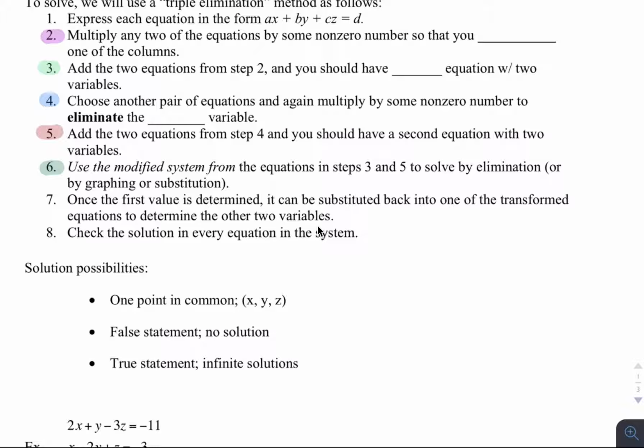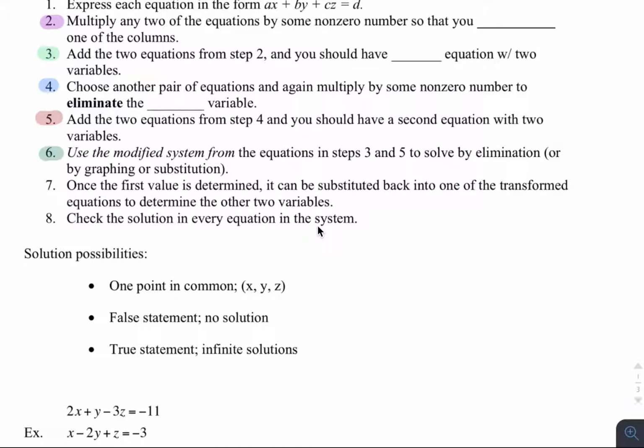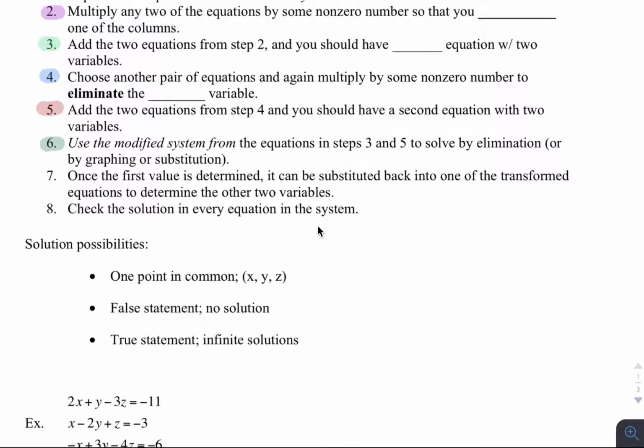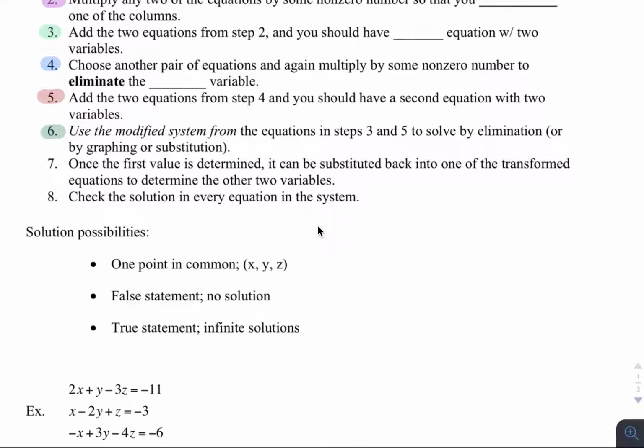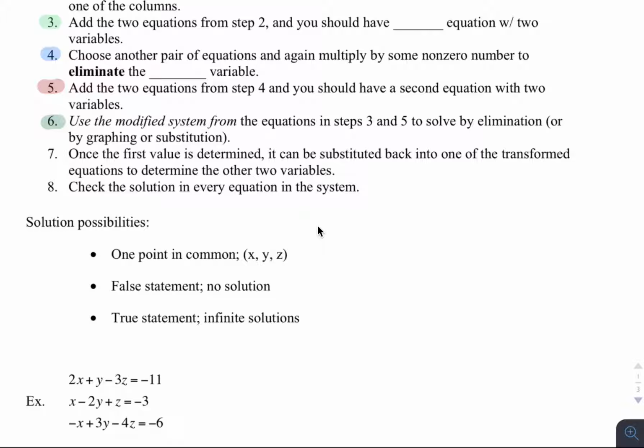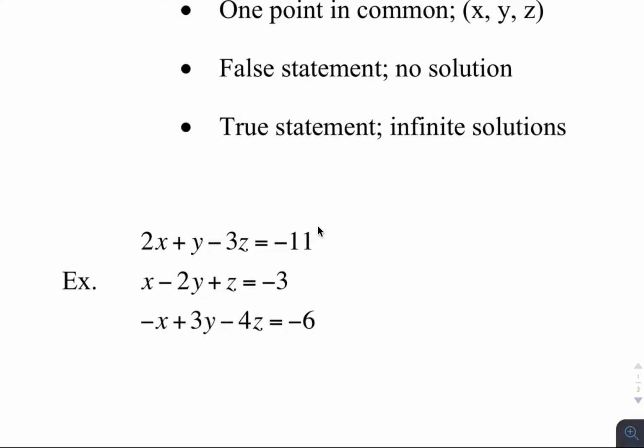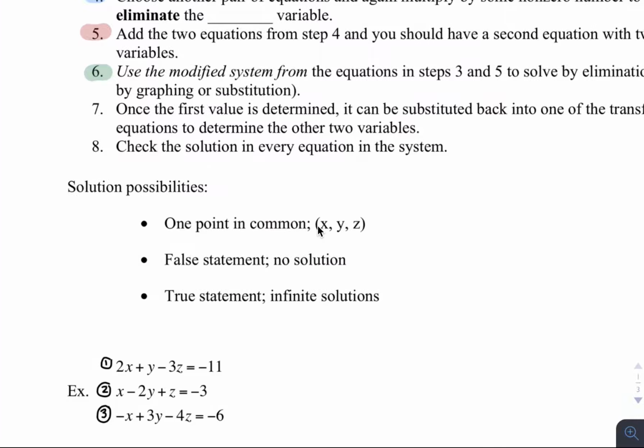Step 1 says to express each equation in the form ax plus by plus cz equals d. That's standard form. As I look through these three equations, I can see that they are all in the correct form. X, then y, then z, equals, and then my constant. One thing I'm going to go ahead and do is number these equations so that as I use them throughout these steps, I can reference them as equation 1, 2, and 3.